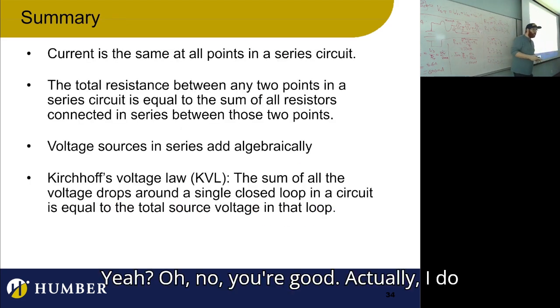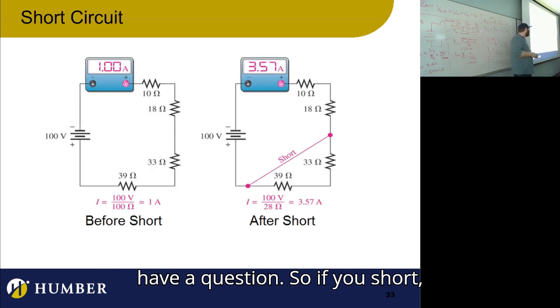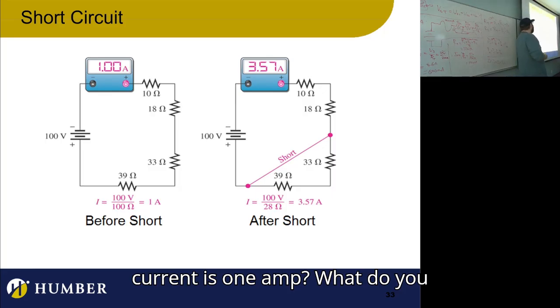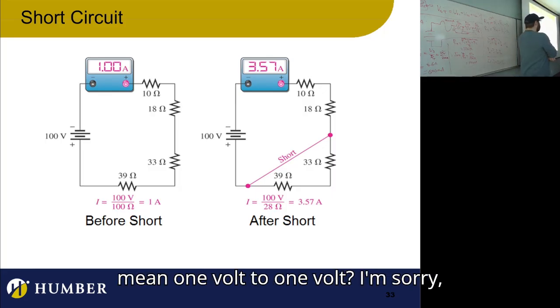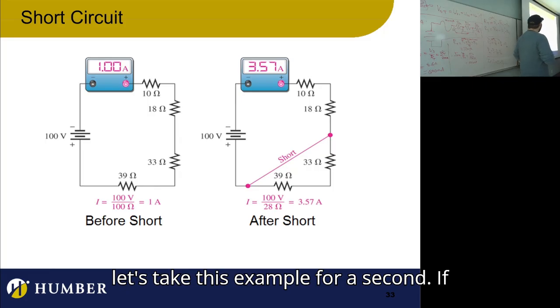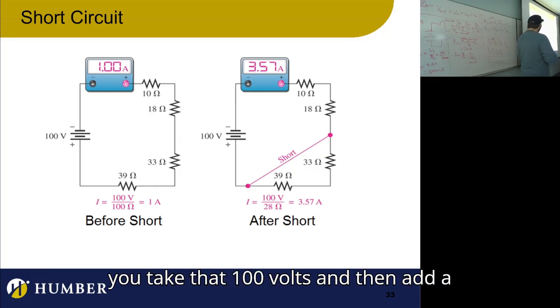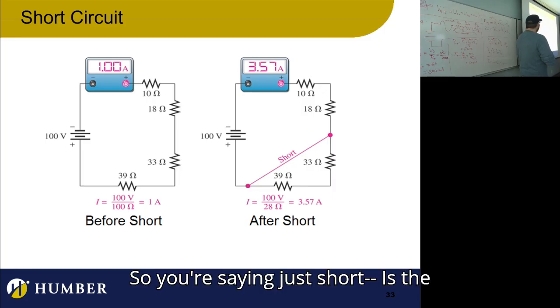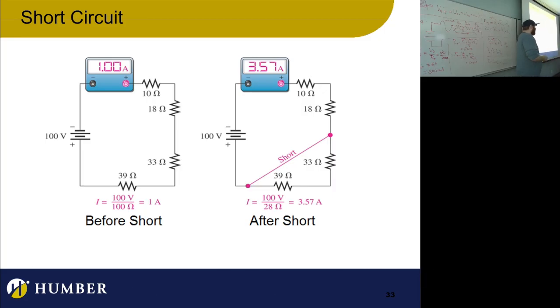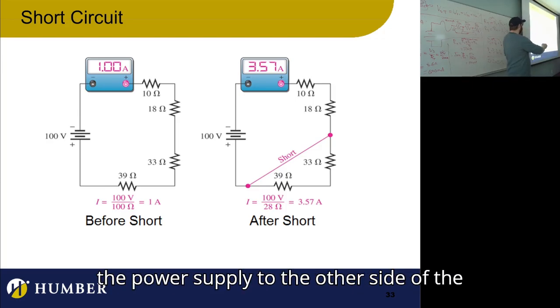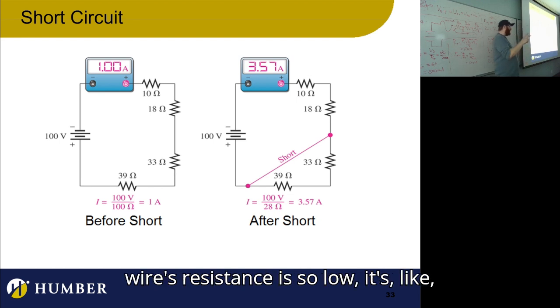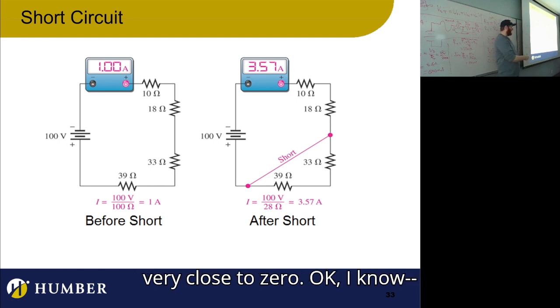Yeah? Oh no, you're good. Actually, I do have a question. Okay. So, if you short, let's say 1 volt to the 1 volt, the current is 1 amp. What do you mean 1 volt to 1 volt? So, sorry, let's take this example for a second. If you take that 100 volts and then add a wire directly to the positive terminal. So you're saying just short, the amperage just like infinite? Yeah. If you were to go from this side of the power supply to the other side of the power supply, it's infinite, because the wire's resistance is so low, it's very close to zero.